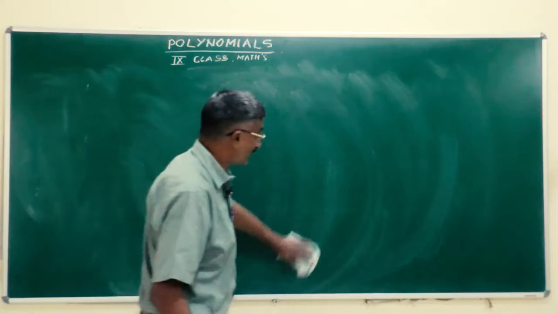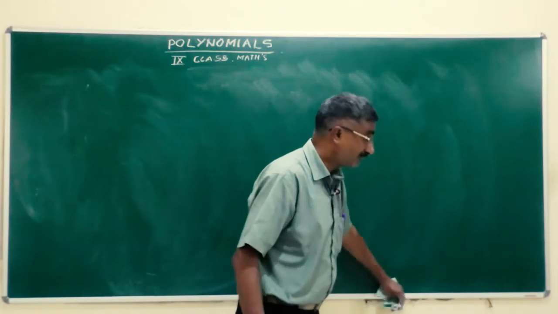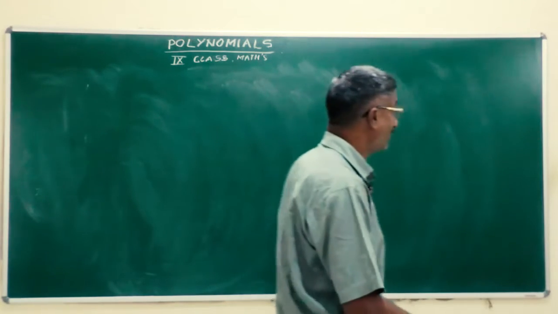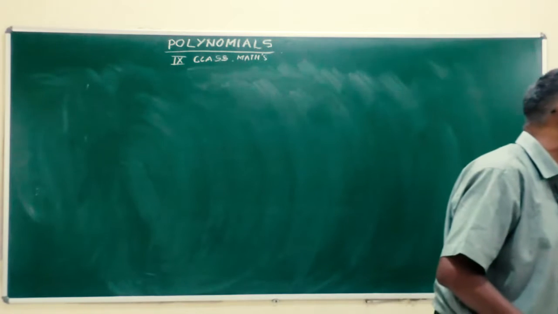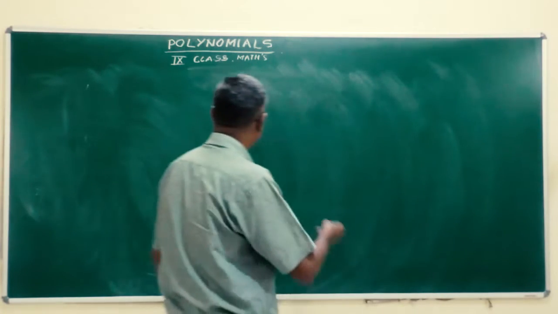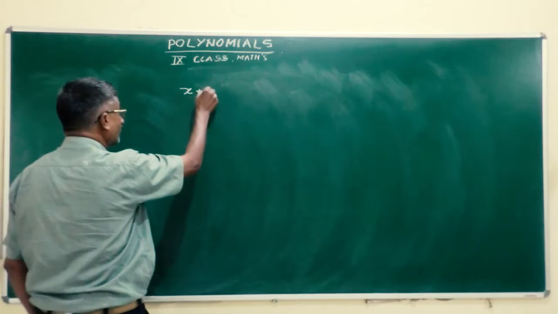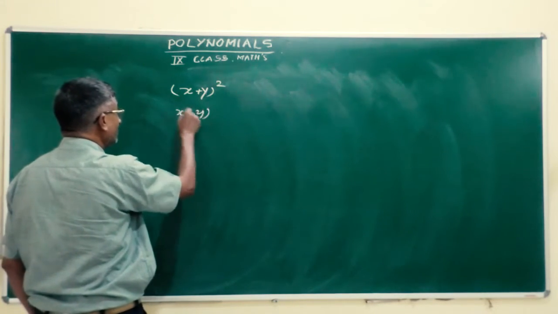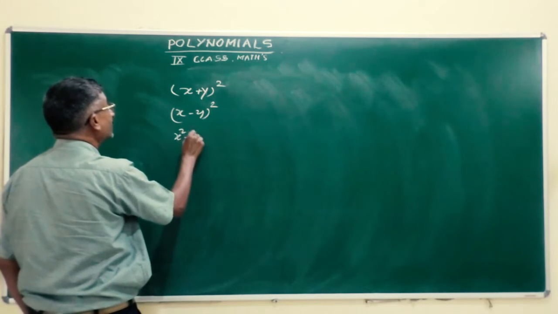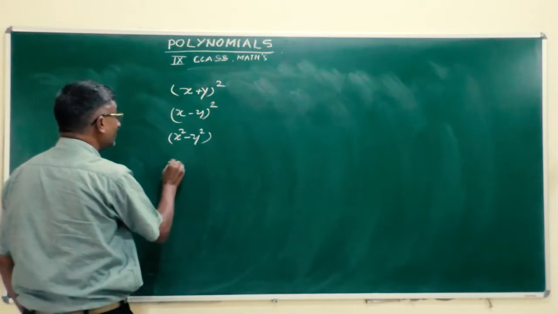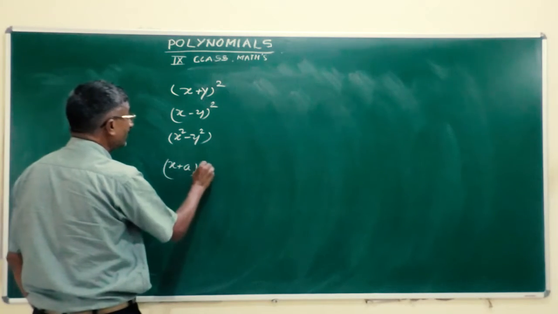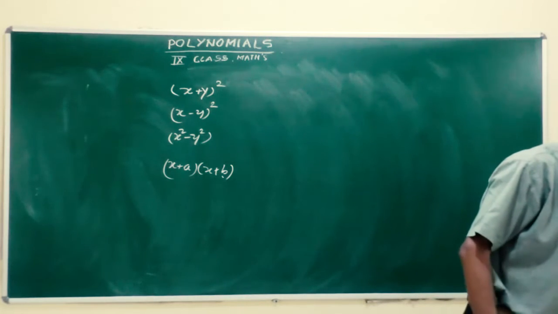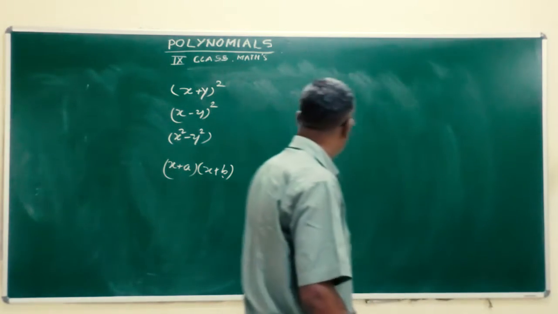Clear? I am just starting with some identities which you have to remember when we continue the class in the next video lecture. So identity number 1 is x plus y whole square, identity number 2 is x minus y whole square, identity number 3 is x square minus y square, and then x plus a and x plus b. Clear? These are the identities, x plus a and x plus b.